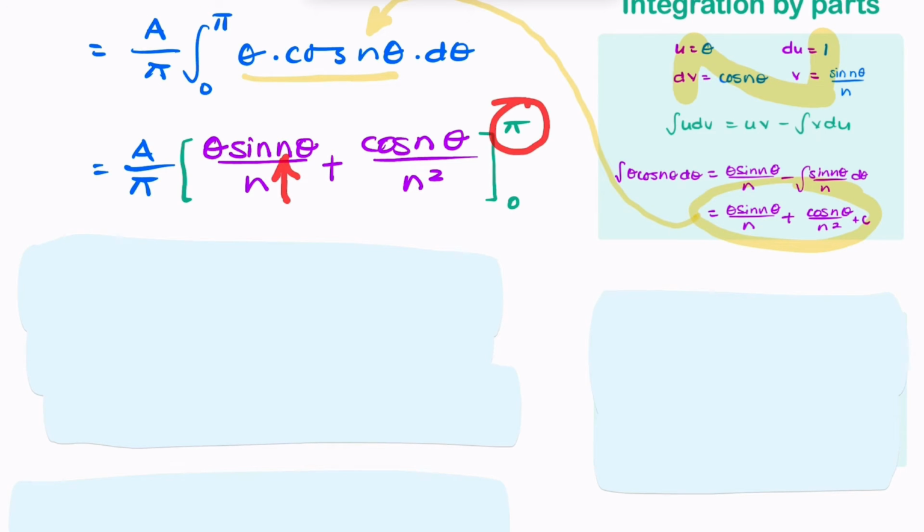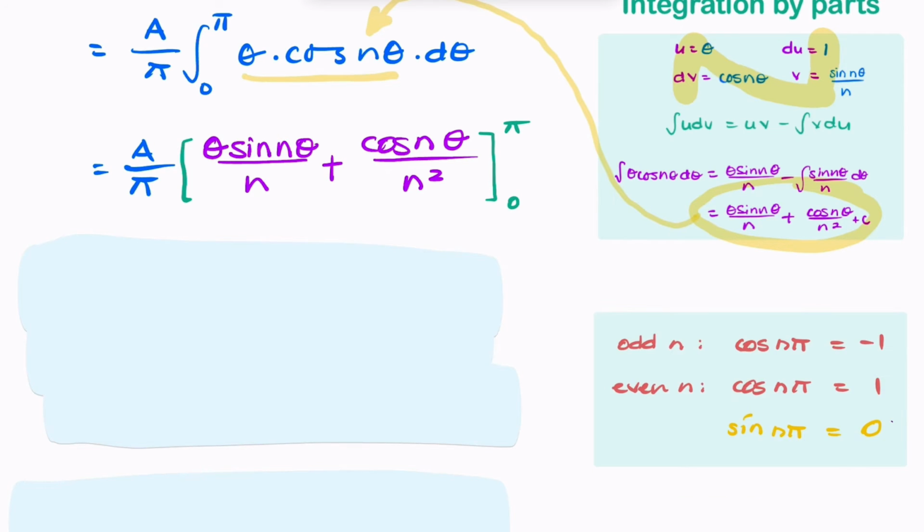any multiple of pi is 0. We know that because sine is 0 at pi, 2 pi, 3 pi, 4 pi, etc. So we know that sine any multiple of pi is 0, and obviously sine 0 is 0. So we really don't need to worry about that term.